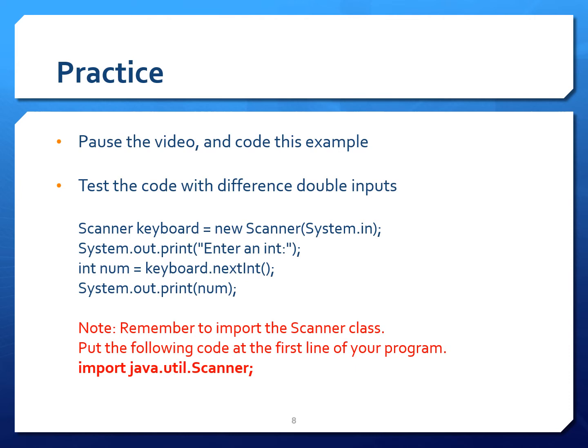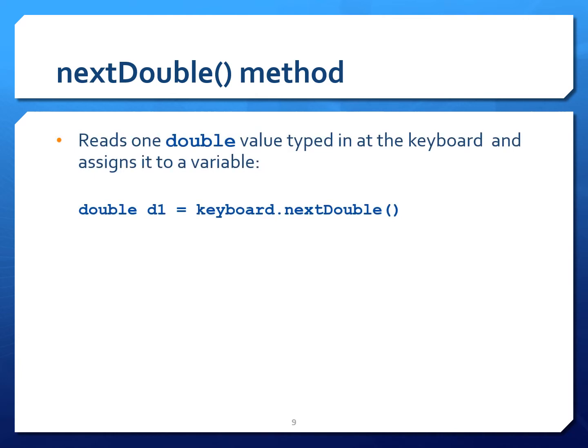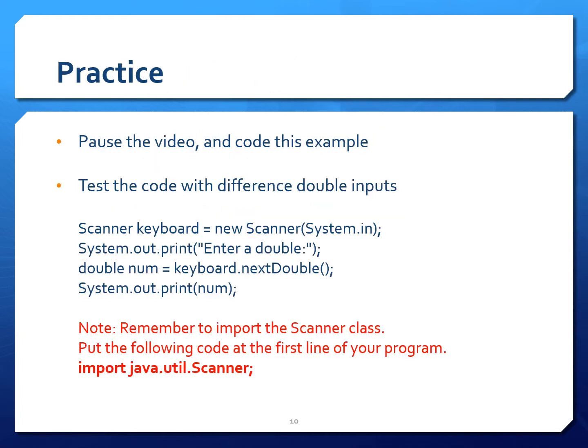Practice time. Pause the video and code this example. Test the code with different integer inputs. The nextDouble method reads one double value from the keyboard and assigns it to a variable. Practice time. Pause the video and code this example. Test the code with different double inputs.